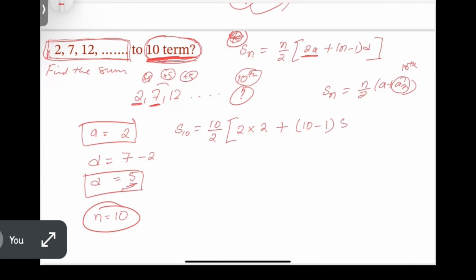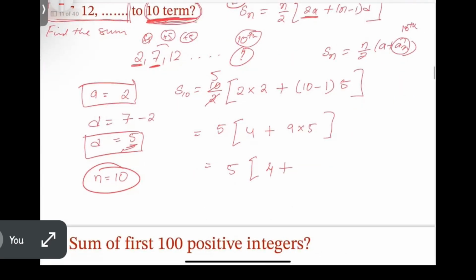d is 5. So 2 5s are 10, that means 5, and 2 2s are 4, plus 10 minus 1 is how much? 10 minus 1 is 9 into 5. So now we have 5 into 4 plus 9 5s are 45. So 4 plus 45 is 49, so 5 into 49. So 5 into 49 is how much? 5 9s are 45, 5 4s are 20, and 24. We have our answer, it is 245.